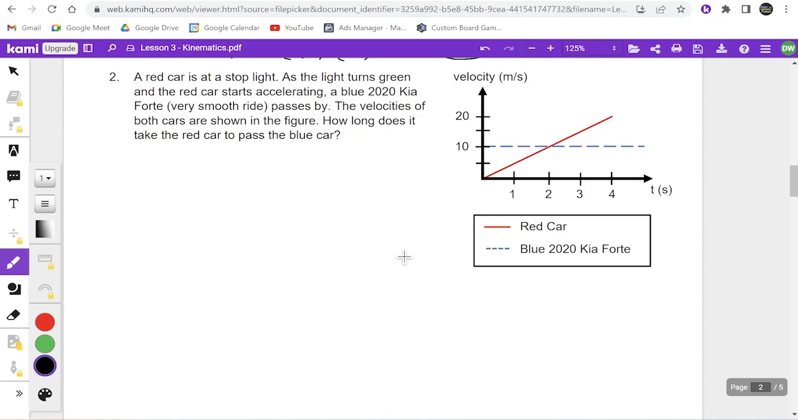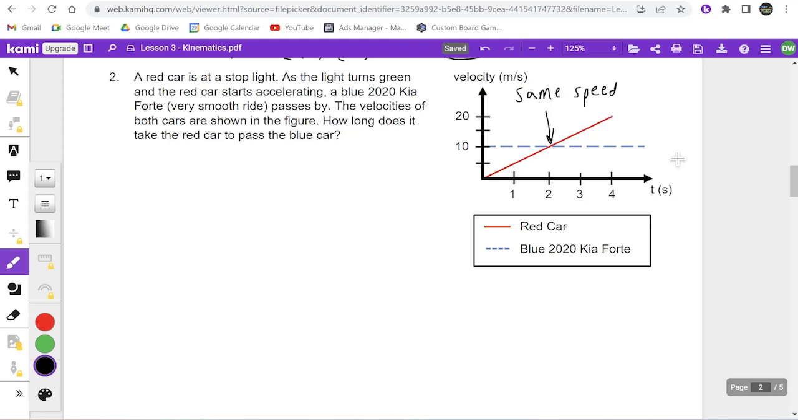Now, if you look at this graph and I were to ask you, where does the red car pass the blue car? Obviously, the answer is right here at 2 seconds. And obviously, you guys should not be using your intuition, because the time is not 2 seconds. This point right here is not where it passes. I tricked you. So something must be going on here because the lines intersect. That's right. That point right there is where they have the same speed, but not the same distance.